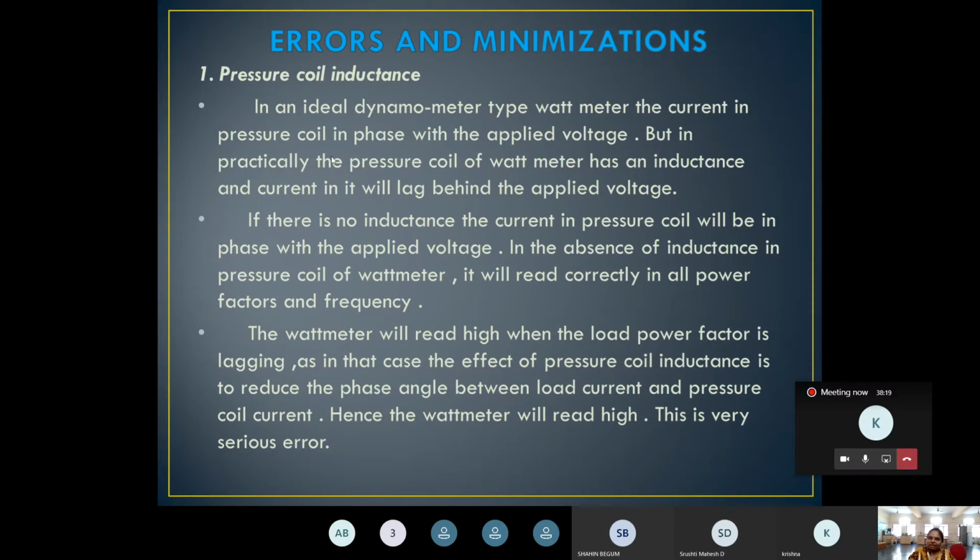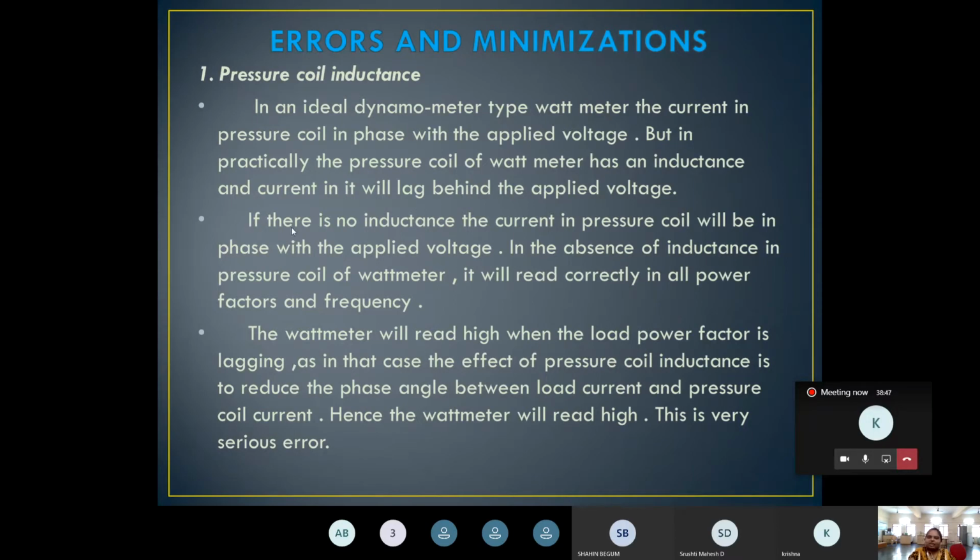But in the practical approach, the pressure coil of the wattmeter has an inductance and the current in it will lag behind the applied voltage. In a theoretical way, I can tell that the current in the pressure coil is in phase with the voltage, but in practice, that is not going to happen. That's what is written here, the first point: it is lagging the voltage.